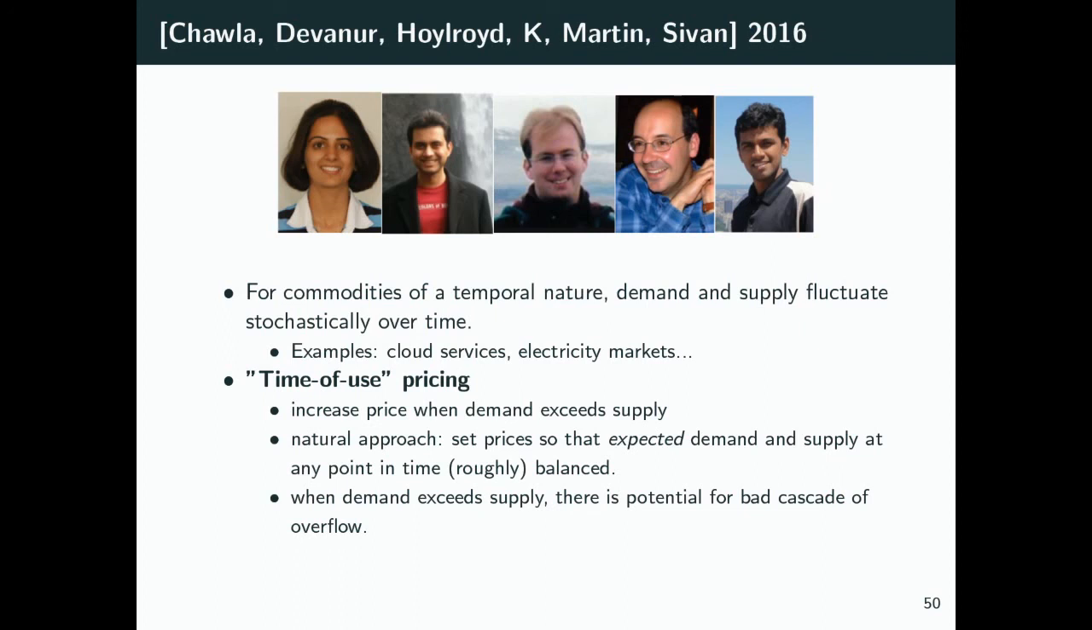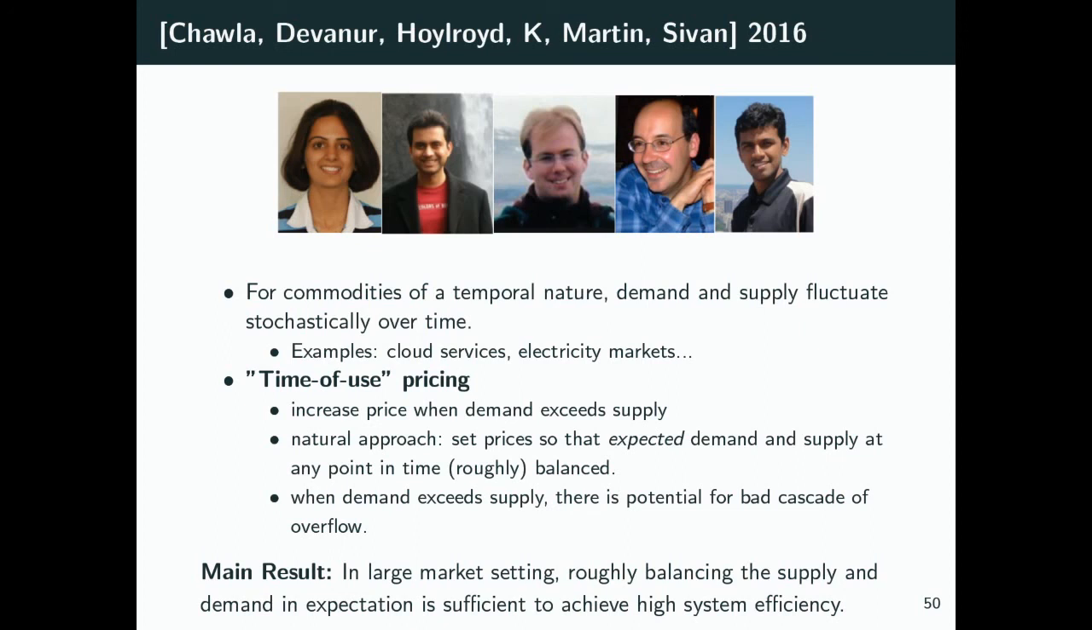And basically what our result shows is that under some model, which I'm not explaining to you, roughly balancing the supply and demand is sufficient to achieve high system efficiency. And this result is a combination of pricing and queuing and online matching and a few other things. And I'm going to be talking about it at the next workshop at Simons if you're interested.